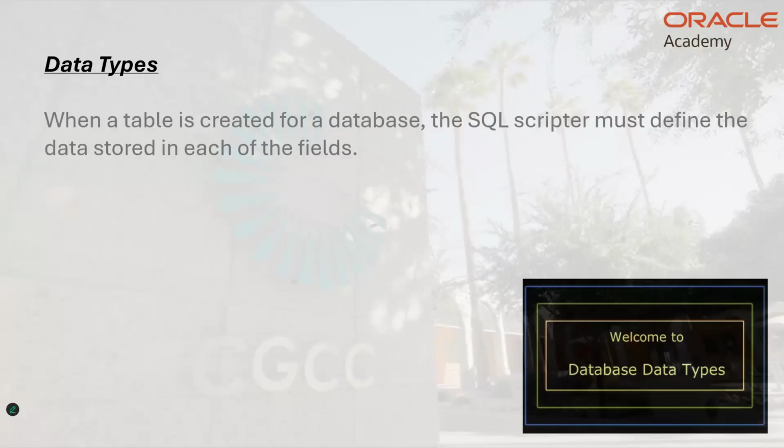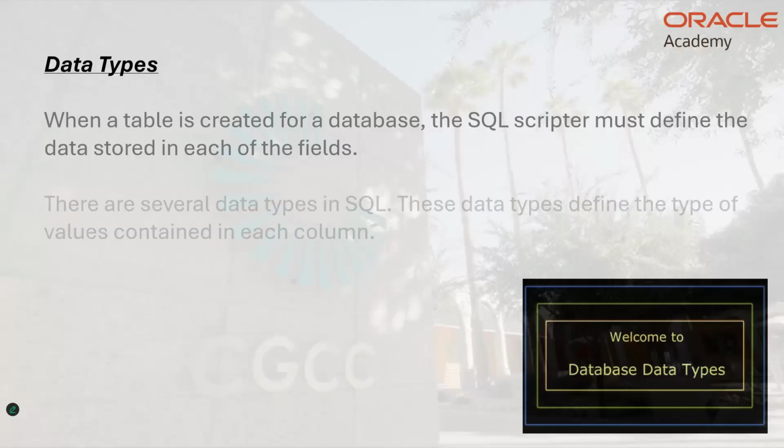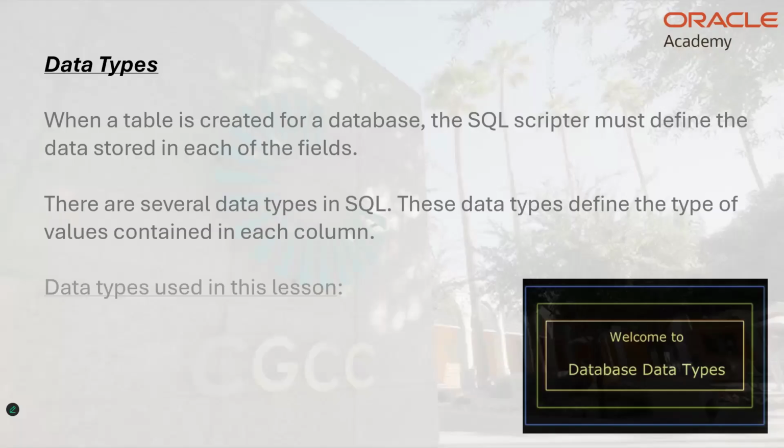I want to start with data types. It's important that you understand the basic ones that we'll use primarily for our learning. And for the most part, as far as raw data, this is what you'll see in the field. When a table is created for a database, the SQL scripter, the DBA normally, must define the data stored in each field. There are several data types in SQL. These data types define basically what's in that column.